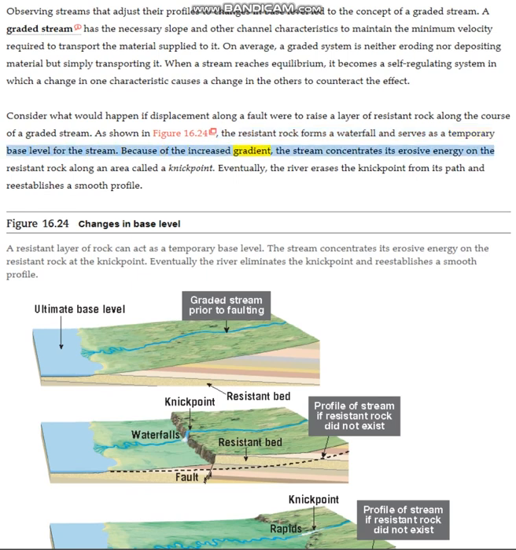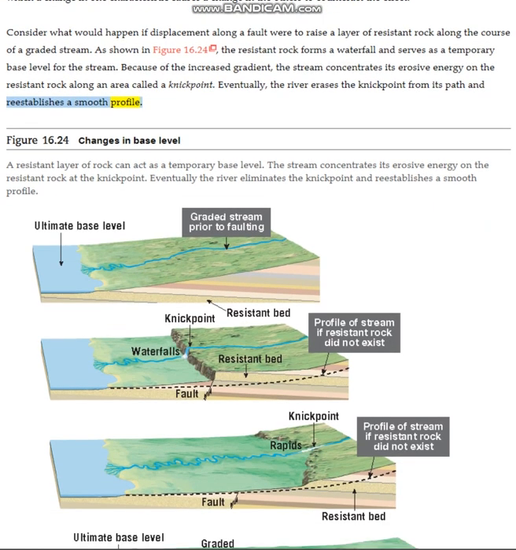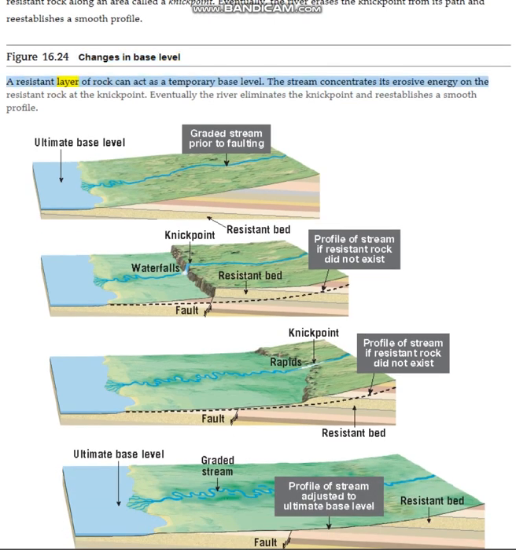Because of the increased gradient, the stream concentrates its erosive energy on the resistant rock along an area called a nick point. Eventually, the river erases the nick point from its path and re-establishes a smooth profile. Figure 16.24, Changes in base level. A resistant layer of rock can act as a temporary base level. The stream concentrates its erosive energy on the resistant rock at the nick point. Eventually the river eliminates the nick point and re-establishes a smooth profile.